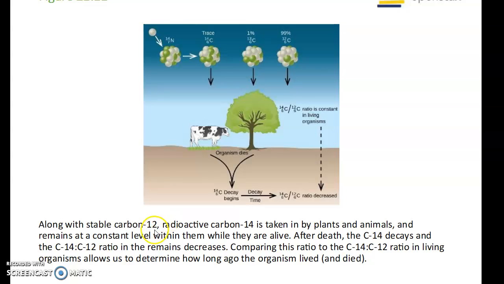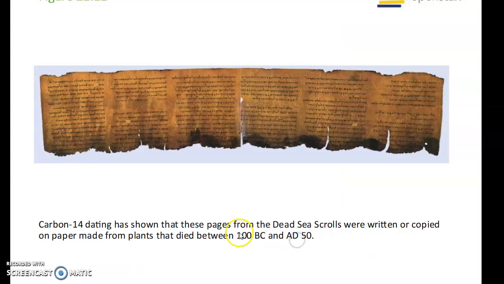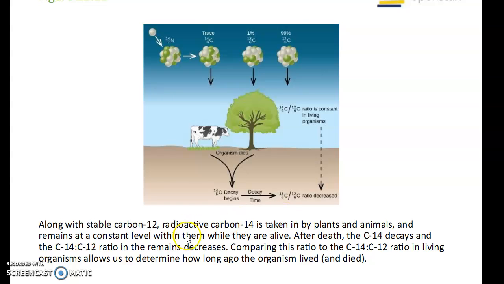Along with stable carbon-12, there's also radioactive carbon-14 that is taken up by plants and animals, and it remains at a constant level within them while they're alive. After death, then the C-14 decays, and the ratio of C-14 to C-12 decreases. So by comparing this ratio to that in living organisms, we can determine how long ago an organism lived and then died. Okay, so that is the use of radiation detection there.